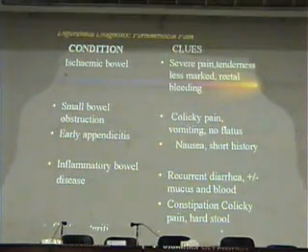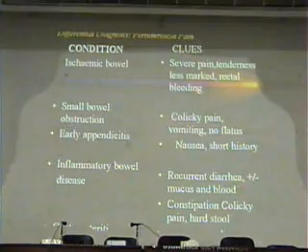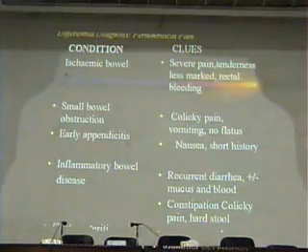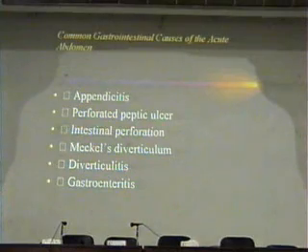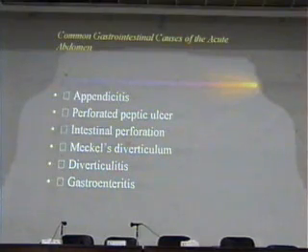In the para-umbilical or peri-umbilical area, we may have ischemic bowel, small bowel obstruction, early appendicitis, irritable bowel syndrome, or gastroenteritis. These are the most common causes of acute abdomen: appendicitis, perforated peptic ulcer, intestinal perforation, Meckel's diverticulum, diverticulitis, gastroenteritis.